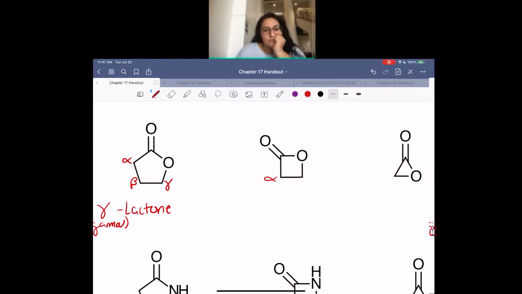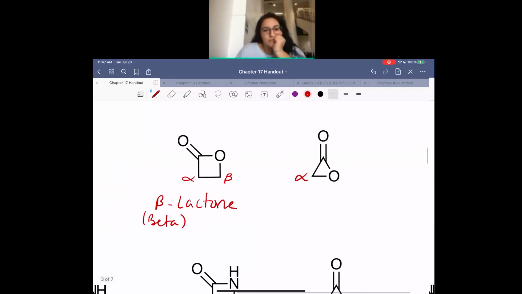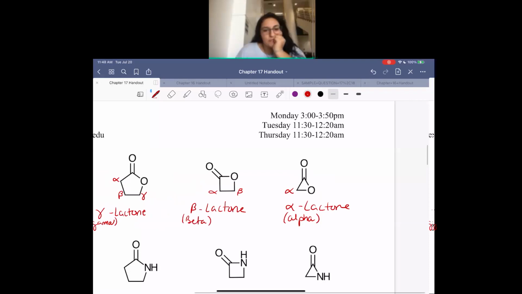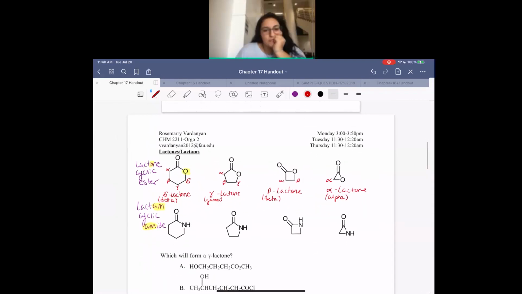Alpha. Next one. Beta. And someone said, I just think of it as starting from the carbonyl. That's how I like to think about it too. But I just wanted to give a couple different ways for people who maybe didn't see it. So this is a beta lactone. And next we have an alpha lactone. So I will zoom out so you can see all of those.